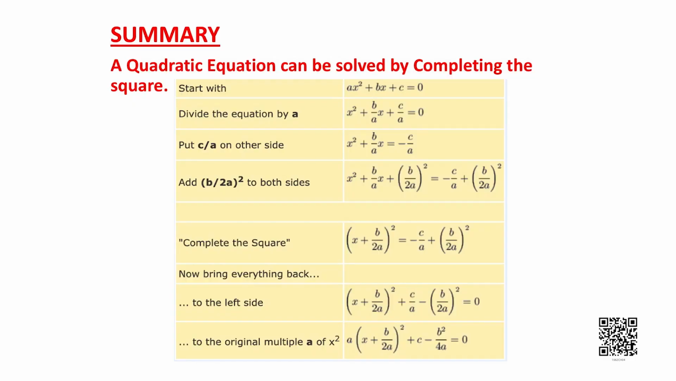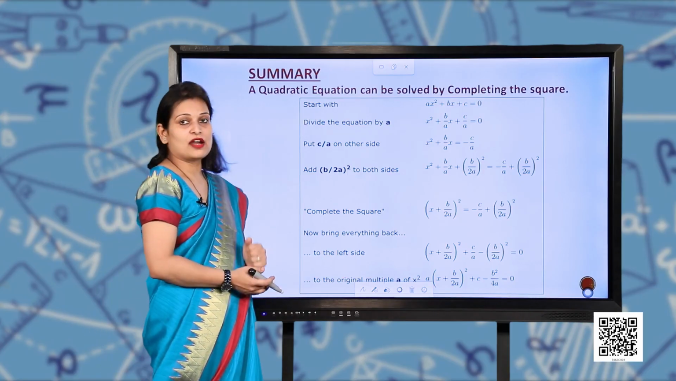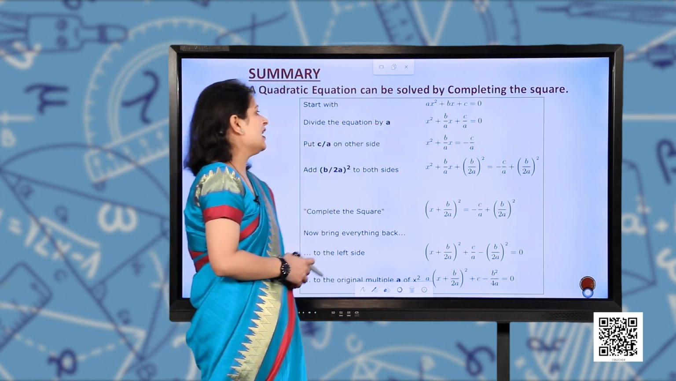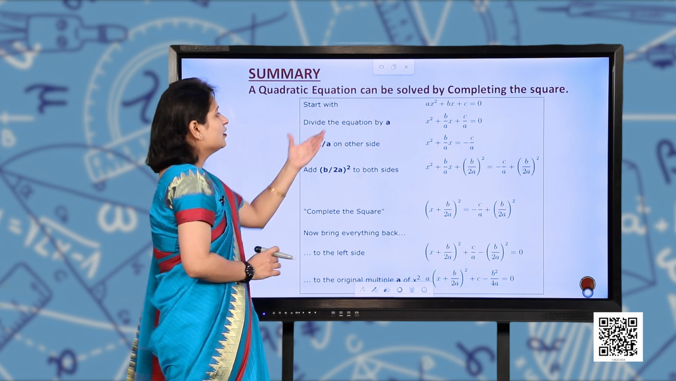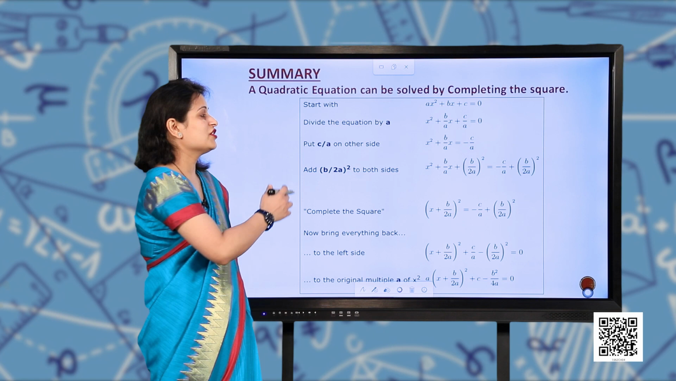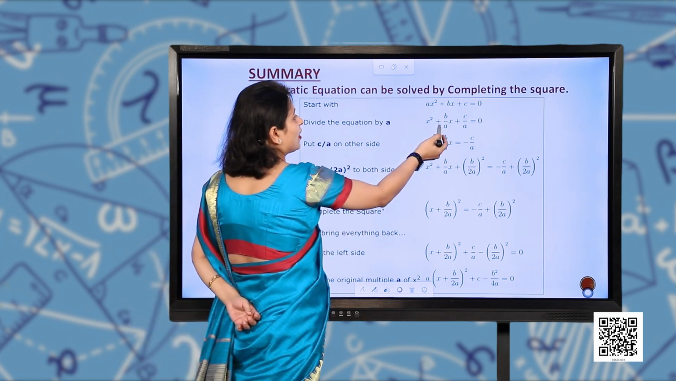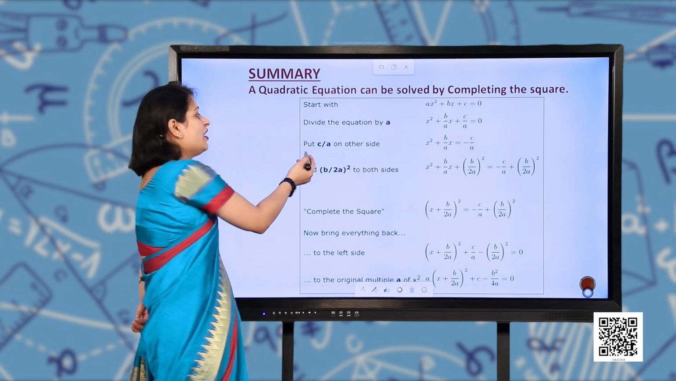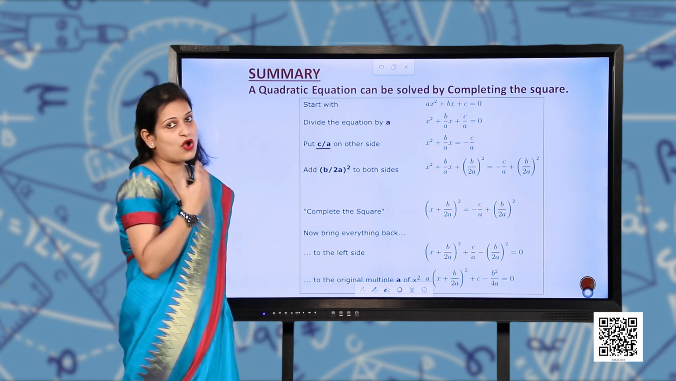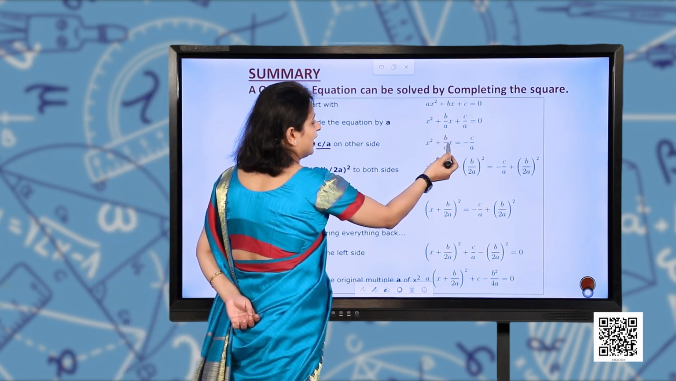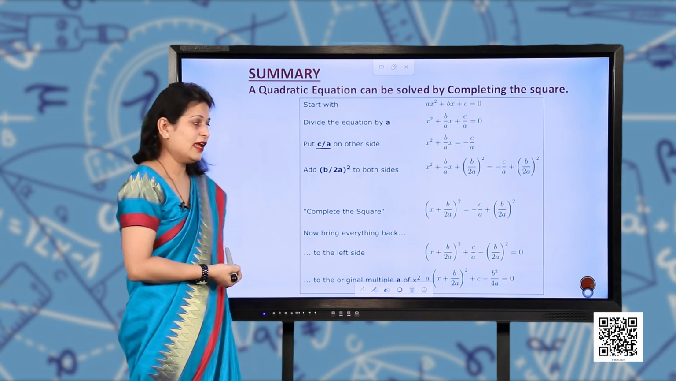A quadratic equation can be solved by completing the square. We have to start with a quadratic equation, ax square plus bx plus c equals 0. Then we have to divide this equation by the coefficient of x square, which is a. So, we will get x square plus b by a x plus c by a equals 0. Then we have to put this c by a on the right hand side. So, we will get x square plus b by a x is equal to minus c by a.